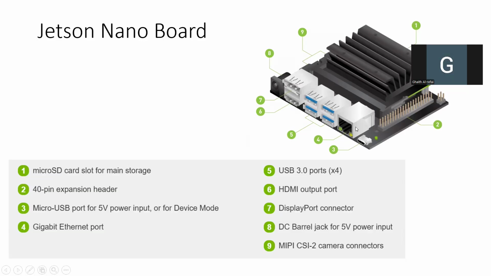Then في عندنا Ethernet port. This one is used to connect to internet and to connect to a computer in the headless setup. رقم 3 هو micro USB port. بنستخدمه to connect الجيتسون نانو to a computer. And then في عندنا الميبي CSI connectors اللي هي رقم 9 نستخدمهم عشان نعمل connection لكاميراز that supports the MIPI.